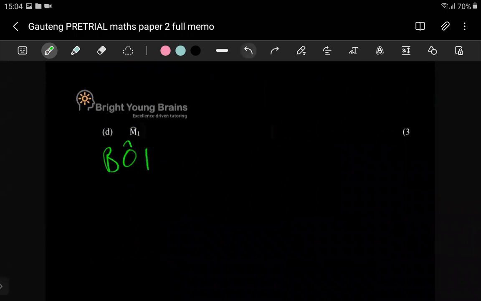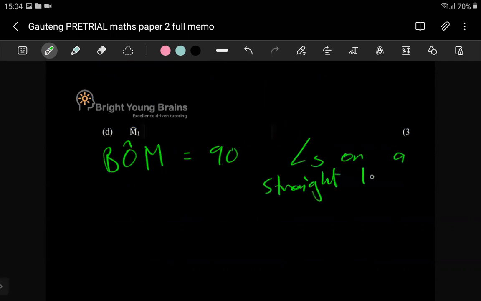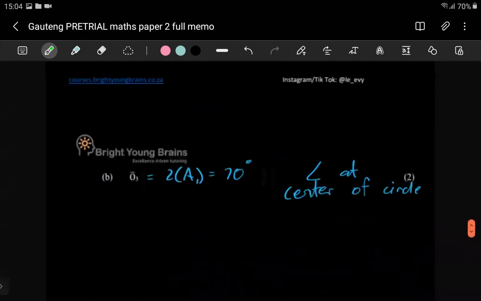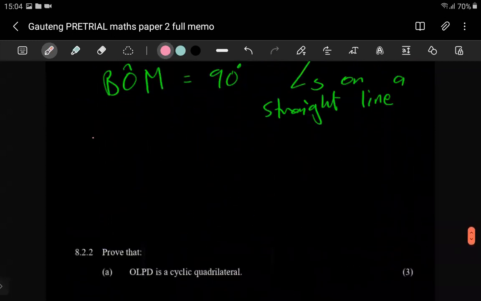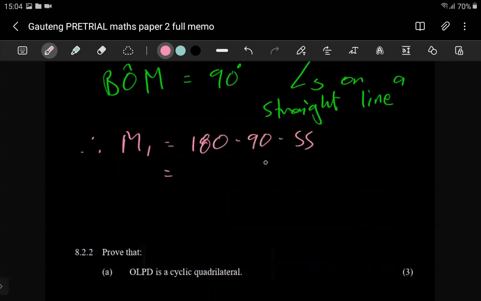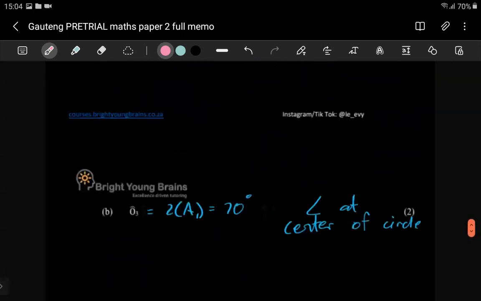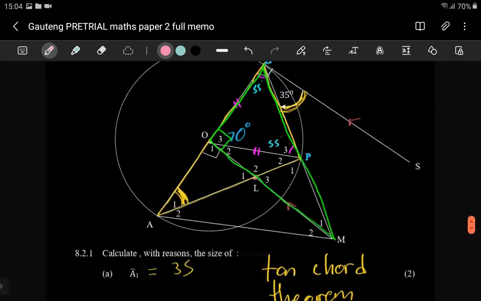BOM is equal to 90 degrees. The reason is angles on a straight line. And then now we can easily say, as a conclusion, therefore M1 is equal to 180 minus the 90-degree angle minus the 55. Whatever is going to be left here is, I think, 35. Is it 35? Coincidentally, 35.